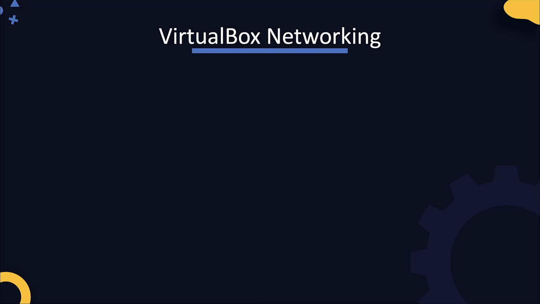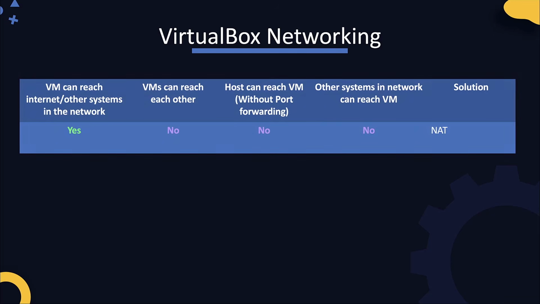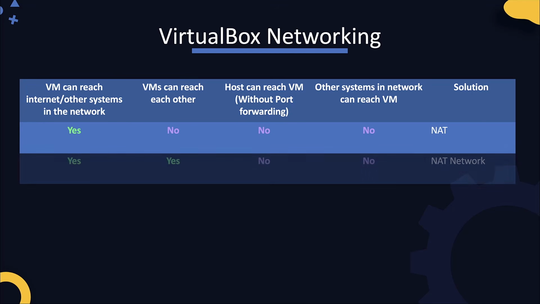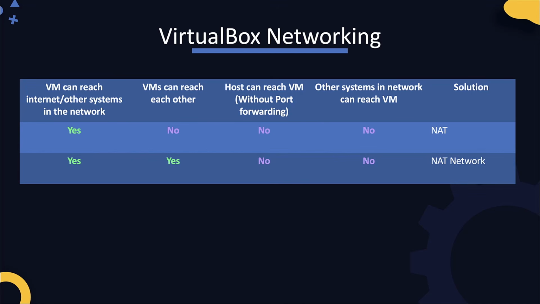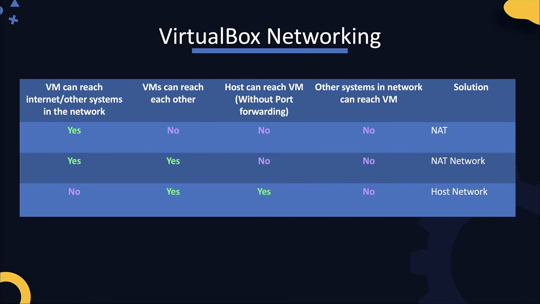If you simply want the VM to have internet connectivity, then set it to NAT. Each VM is isolated. If you'd like multiple VMs to talk to each other and have internet connectivity, choose NAT network. If you want multiple VMs to reach each other but no internet connectivity, choose host network. In this case, your host will also be part of the same network and can reach the VMs without any port forwarding.